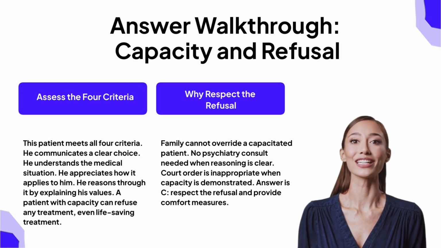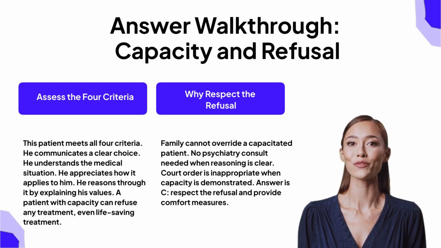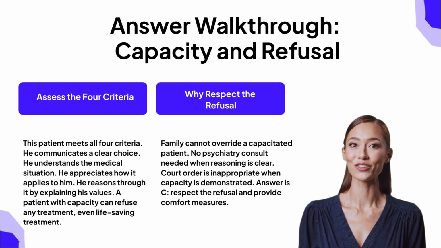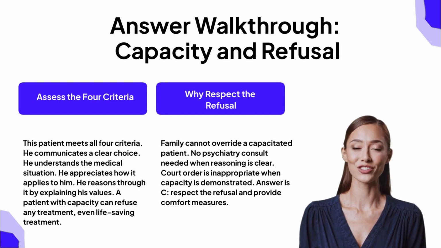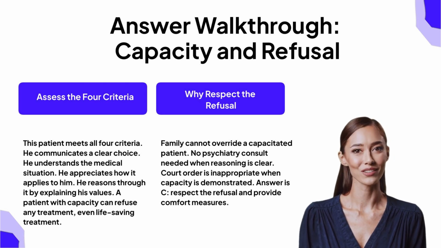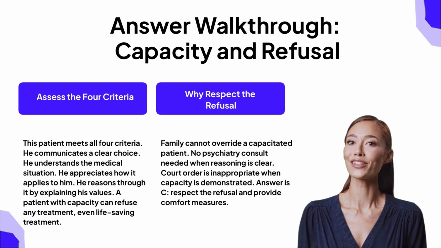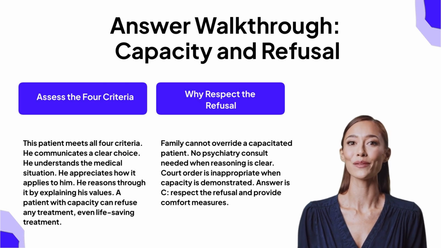Now, here is the key test-taking pearl. A patient with capacity has an absolute right to refuse any treatment, even life-saving treatment. The family cannot override this. You do not need a psychiatry consult when the patient is clearly demonstrating capacity, and a court order is inappropriate when there is no question about capacity. The answer is C, respect the patient refusal and provide comfort measures.